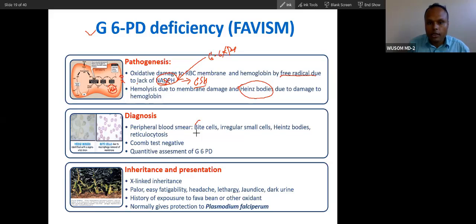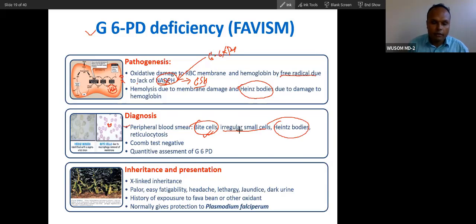So the peculiarity of this is the bite cell. When you do a peripheral smear, a blood smear, you take out the blood from the patient, put the blood on a slide, stain that blood, and see that blood under a microscope. So this is called a peripheral blood smear. And then if you see that slide under the microscope, you will see a bite cell. Why is it formed? Because a part of this RBC is engulfed by phagocytes. That is why these are bite cells. So bite cells will be there, and then irregular cell size, and then Heinz bodies.